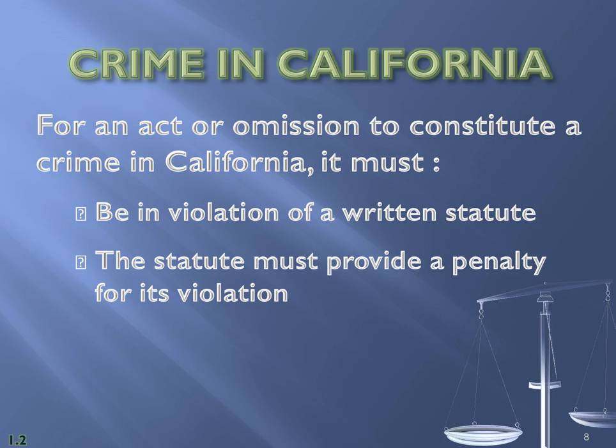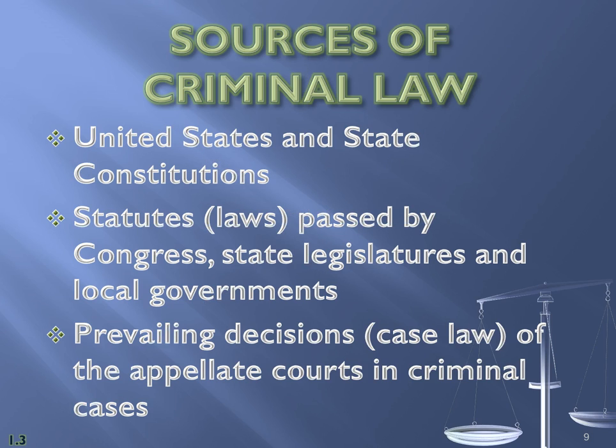So now, for an act or omission to constitute a crime in California, it has to be in violation of a written statute. So it has to be written down. And that statute must provide a penalty for its violation. So hopefully that makes sense to you a little bit. We're a little bit more specific in California right now.